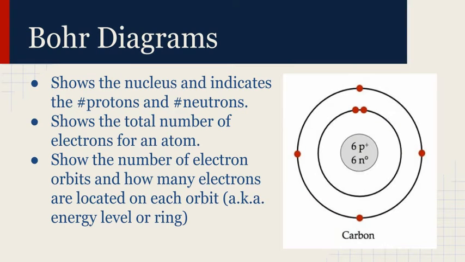The Bohr diagram shows the nucleus, and it indicates the number of protons and the number of neutrons. Here you can see I've drawn the protons with a positive and the neutrons with a 0 charge. So the net charge of this nucleus is positive 6, and that's why out here on the rings you need a total of 6 electrons to balance out that positive charge.